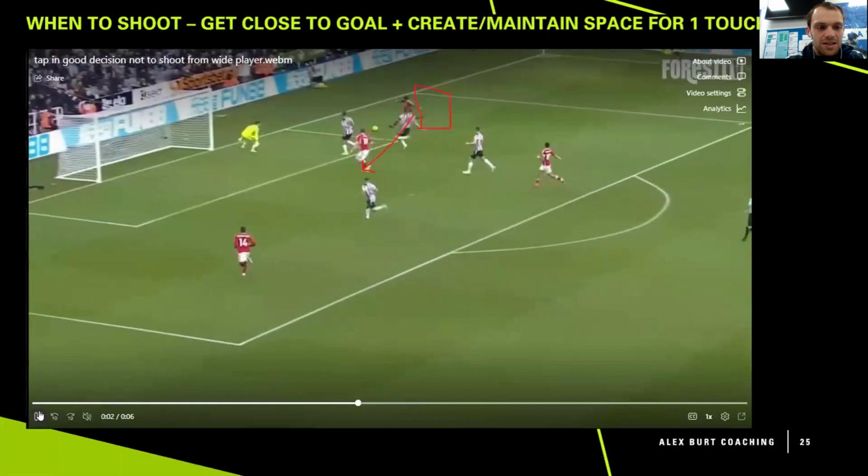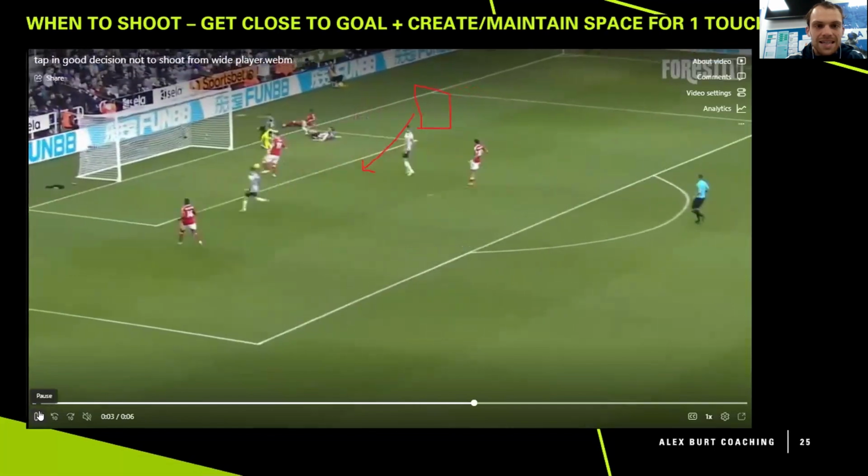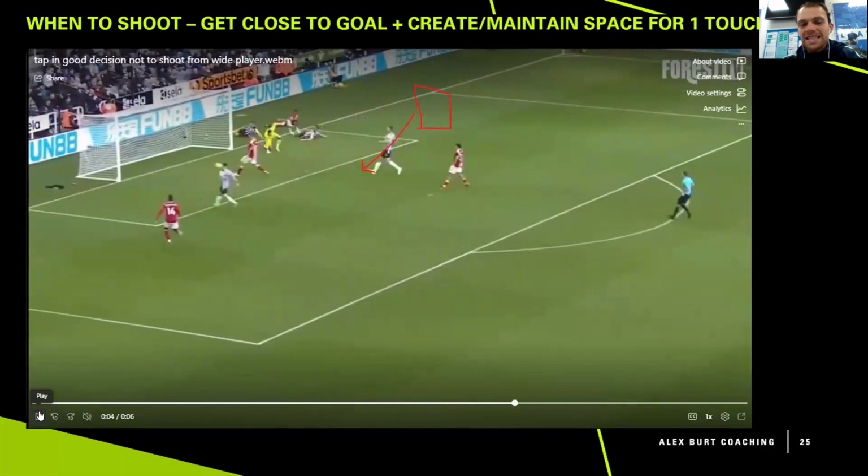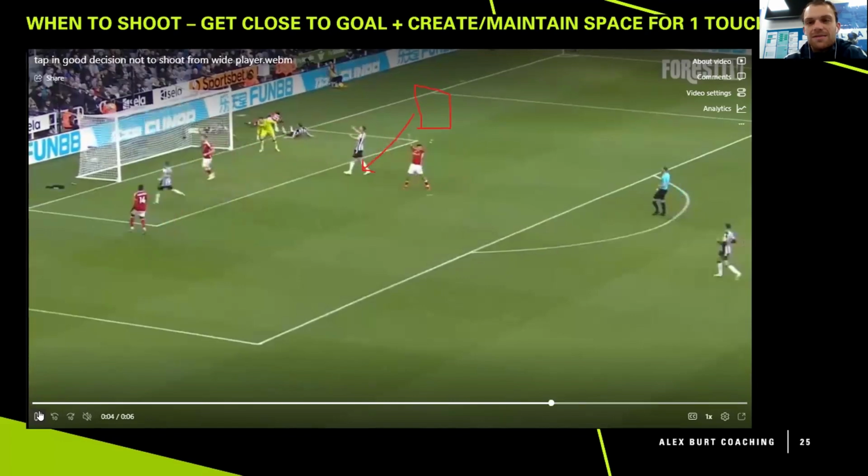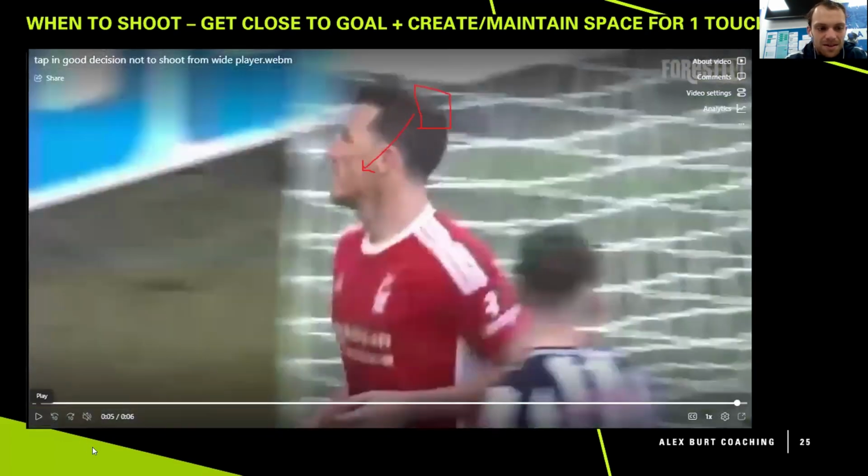And in fact, you can see that once he gets it, he's in a position where he's literally got the easiest tap in. XG must be 0.9, 0.95, 95%, probably much more of scoring. So good example of getting yourself into a good position to score, and obviously the right decision to shoot.